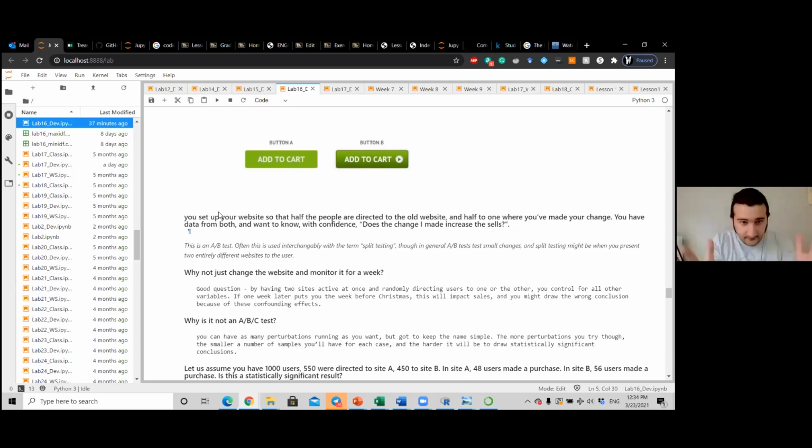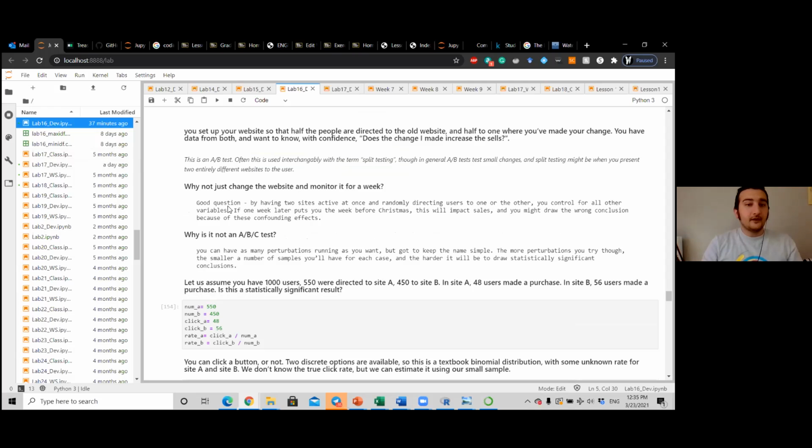This scenario is a typical A/B testing. So this is an A/B test. Often this is used interchangeably with the term split testing, though in general, A/B tests test for small changes, and a split testing might be when you present two entirely different websites to the user. So these are tiny differences. You don't have to worry about them.